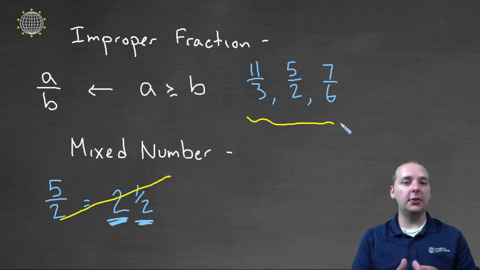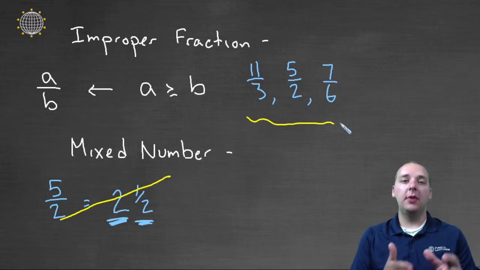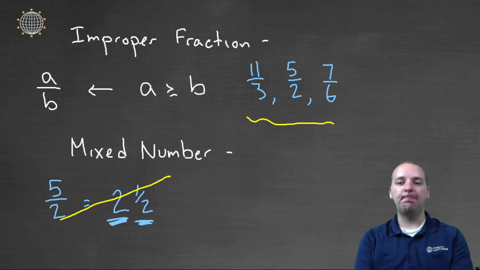Now, that brings up a good question though. How do you go between one and the other? If you have a mixed number, how do you write that as an improper fraction? And if you have an improper fraction, how do you write that as a mixed number? Let's take a look at that.